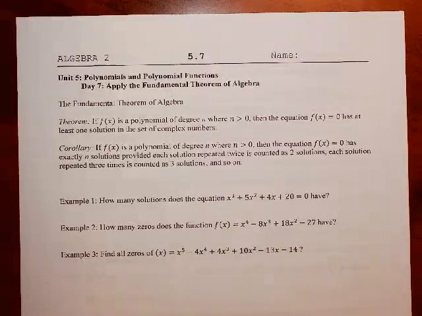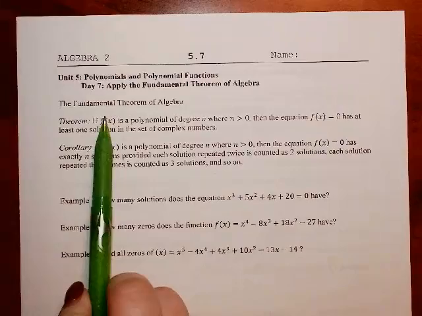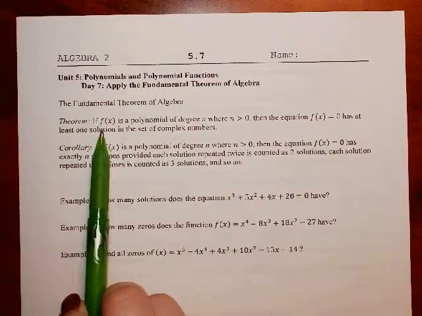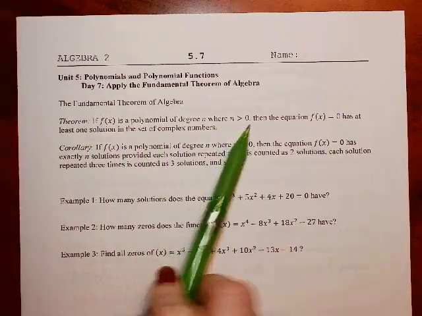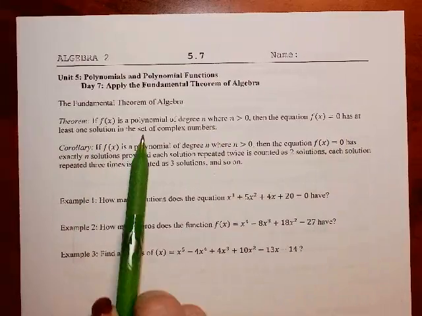Algebra 2, 5.7, apply the fundamental theorem of algebra. The fundamental theorem of algebra is, if f of x is a polynomial of degree n where n is greater than 0, then the equation f of x equals 0 has at least one solution in the set of complex numbers.